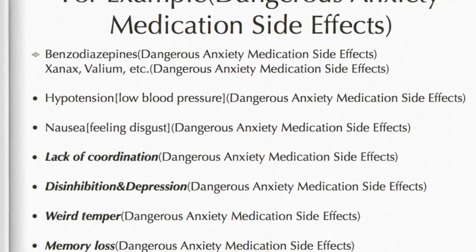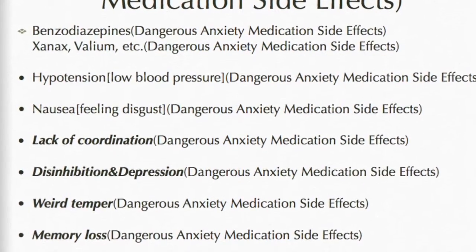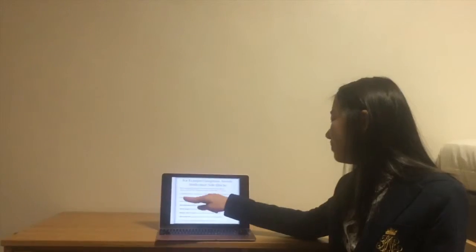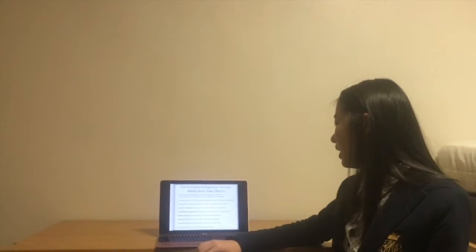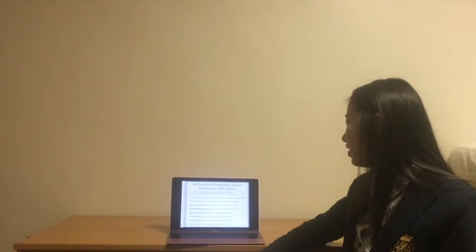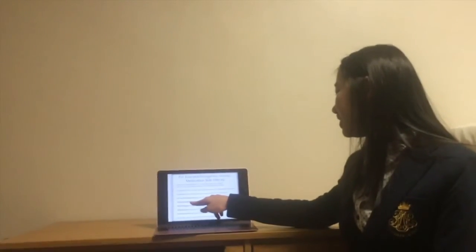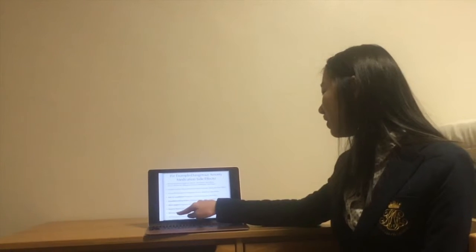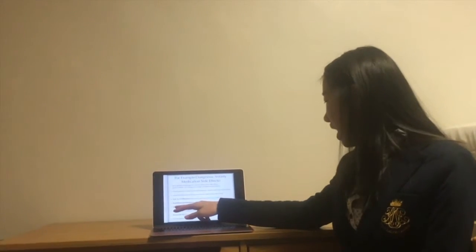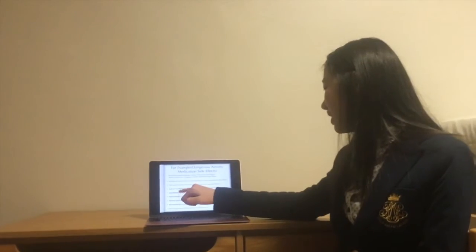For example, acne, eczema, hypertension. Okay, those are some problems that it will cause. Hypertension, it was actually known as low blood pressure, and inertia, feeling like disgust. Well, some people said that the food I cook can actually cause this, which I don't believe at all. And lack of coordination and ambition, depression, weak temper, memory loss, and decreased IQ.